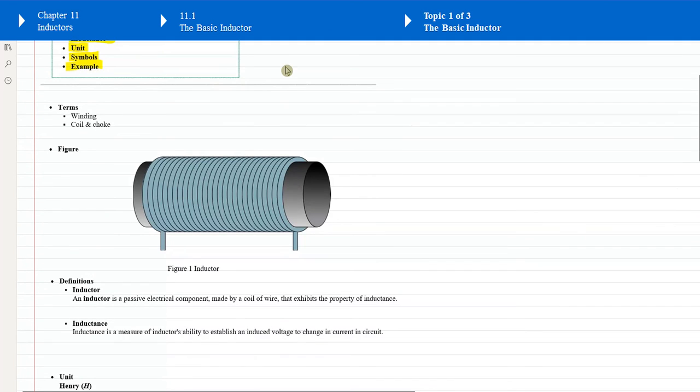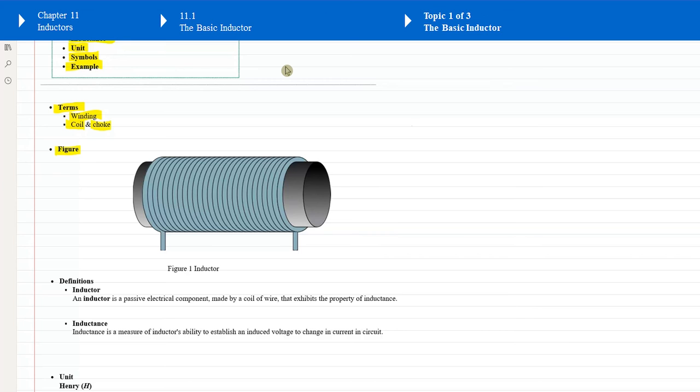Let's go over the terms first. The first one is winding. What is winding? For winding, we use a long wire, grab the wire, and then wrap this around a rod, and that forms coils. A coil is just like the figure below. A coil also can be called a choke, but coil is more commonly used.